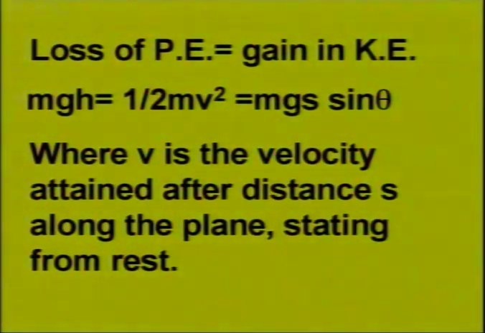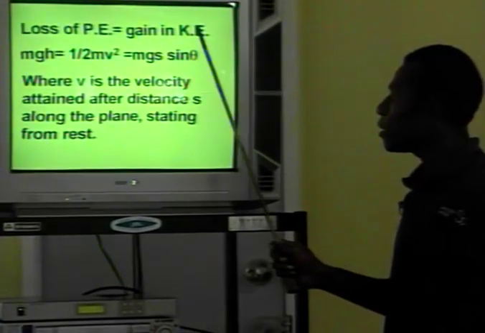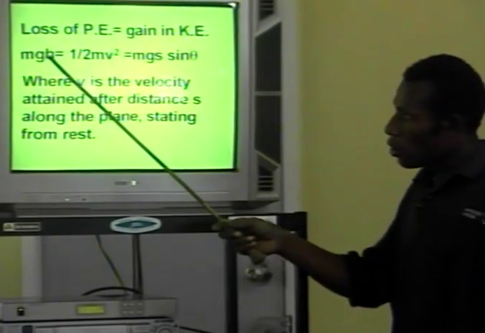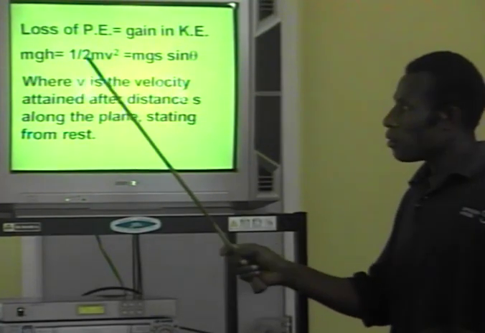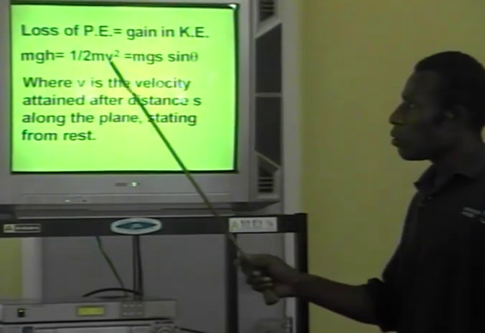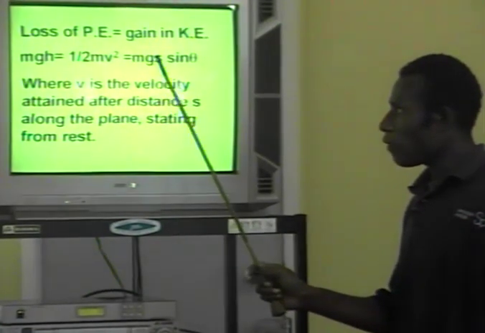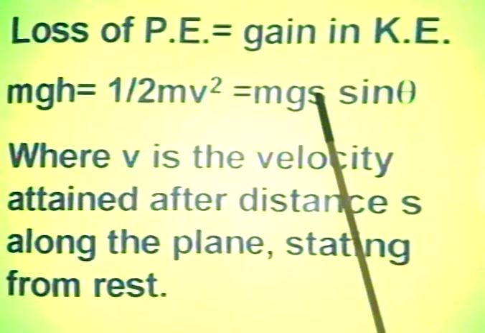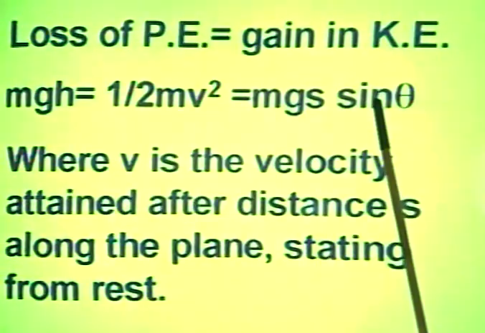Okay, that is the same principle that we'll be using. The loss of this potential energy will be equal to the kinetic energy. So you have mgh, which is because of the height, equals half mv squared, and that will be calculated. The amount of work done will be calculated using the force times distance times the sine of that angle in which it is sliding down.